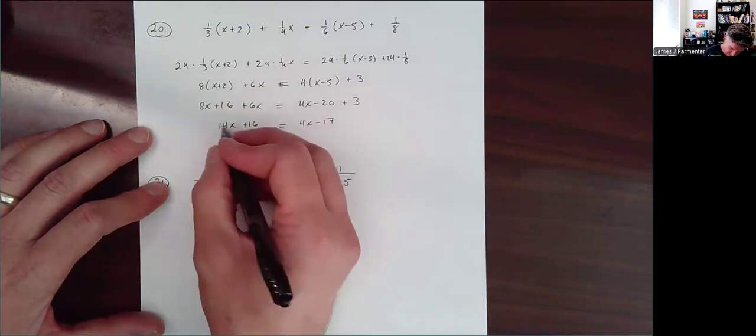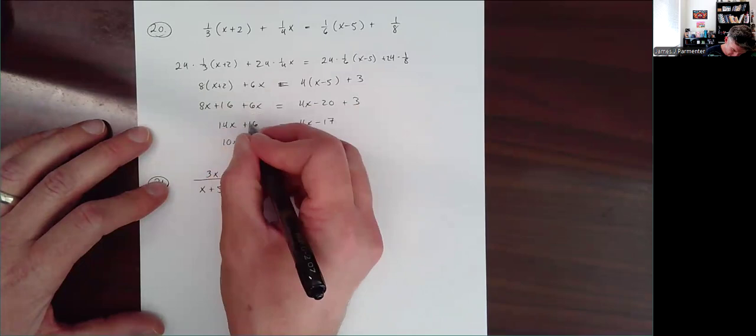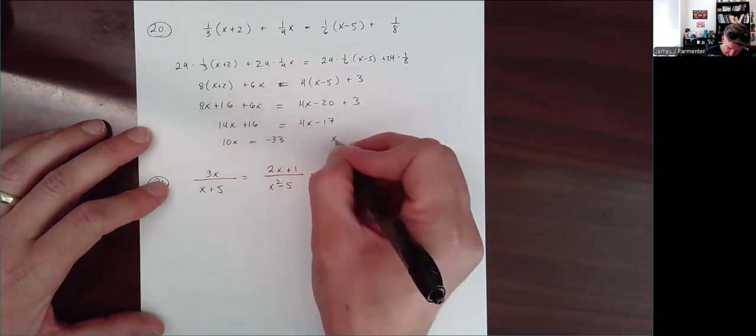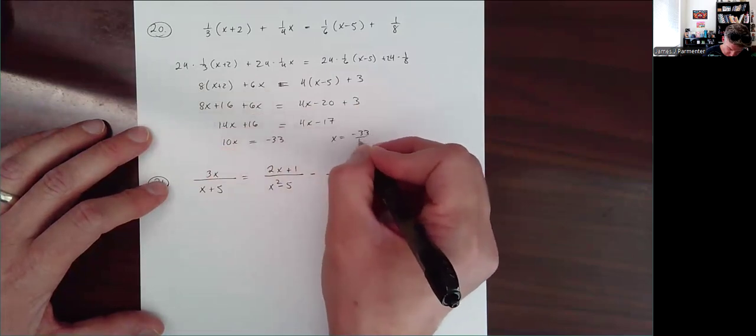Combining the x's on the left, 14x minus 4x is 10x. Subtracting 16 on the left, negative 17 minus 16 is negative 33. So we get x equal to negative 33 over 10.